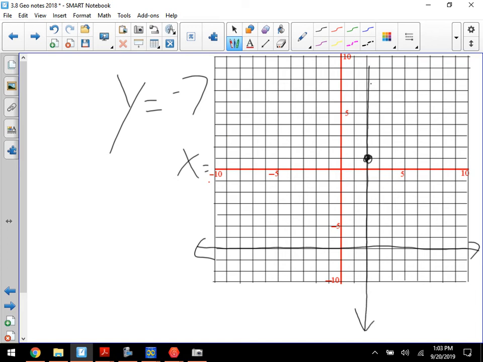What's the equation of every vertical line? X equals a number. What did x equal here? 2. That's what that looks like. Okay? It's a quick way of doing these things. We'll do another one here in a minute.